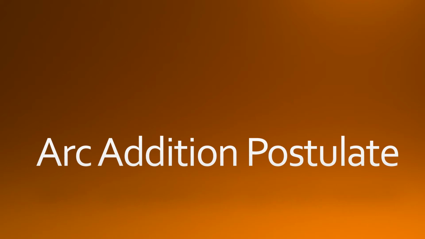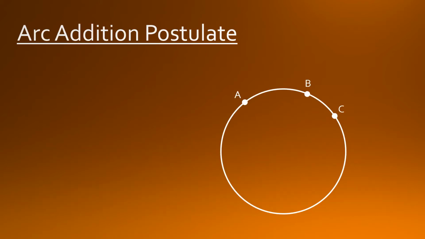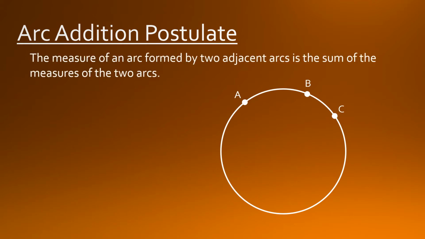Today we will be learning about the arc addition postulate. The arc addition postulate is defined as the measure of an arc formed by two adjacent arcs is the sum of the measures of the two arcs. So, for example, in this case, note that on the circle we have point A, point B, and point C. We could say if we take arc AB and add that to arc BC, that all together would give us the measurement of arc AC.